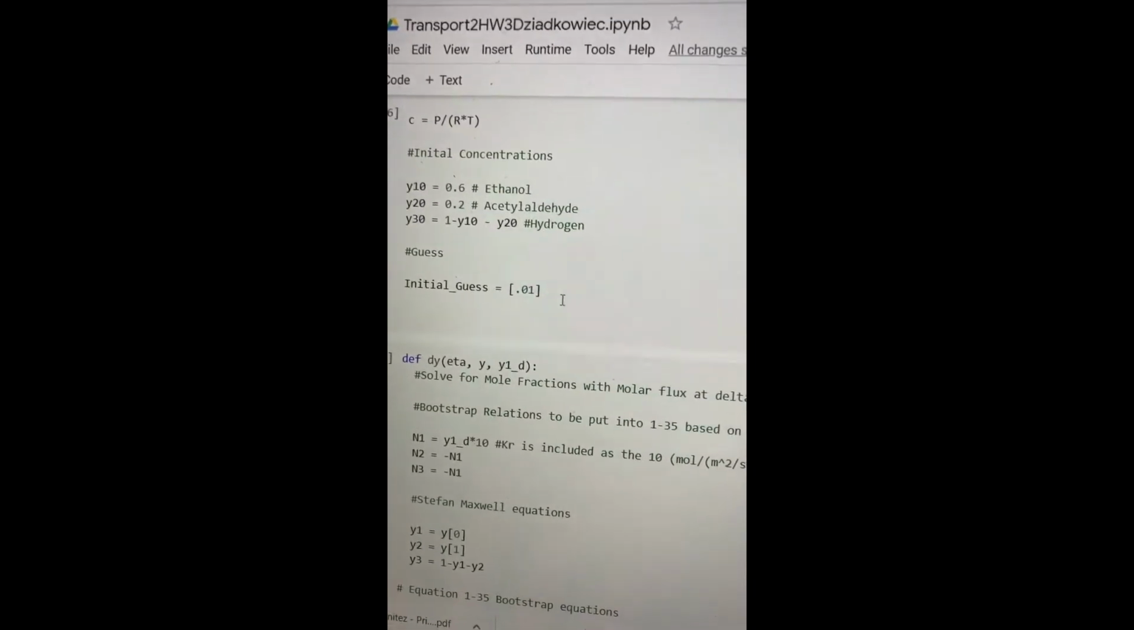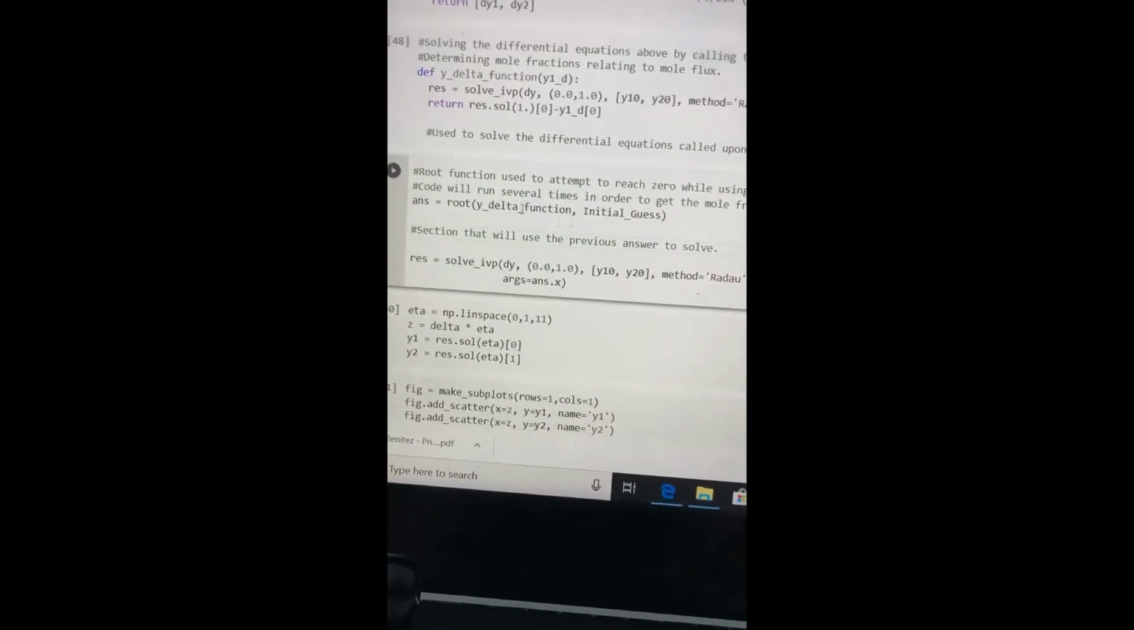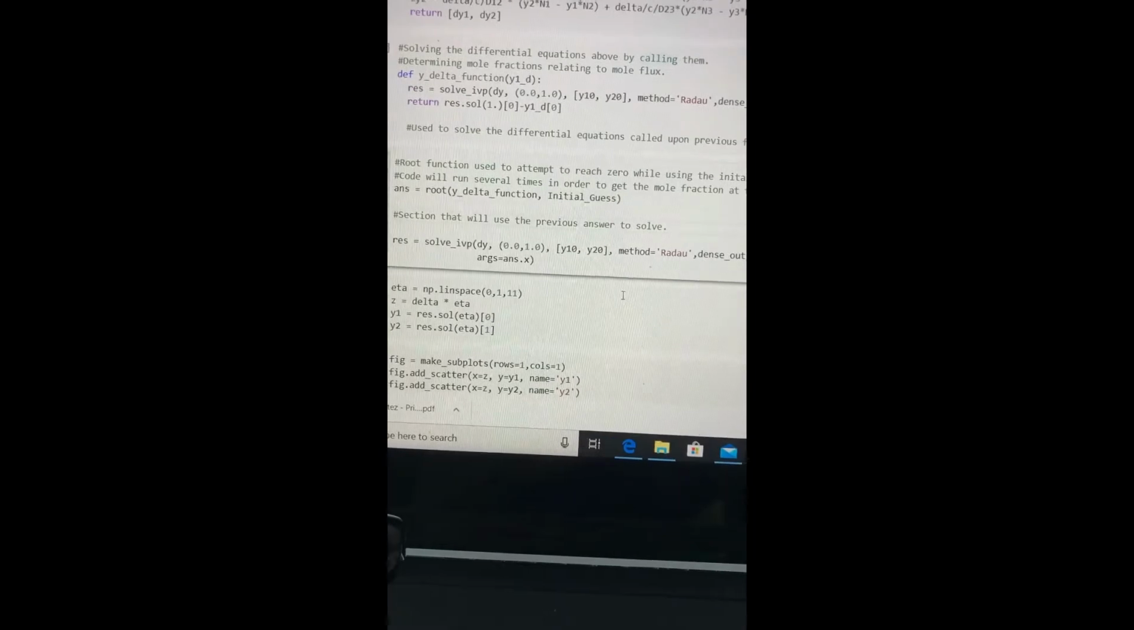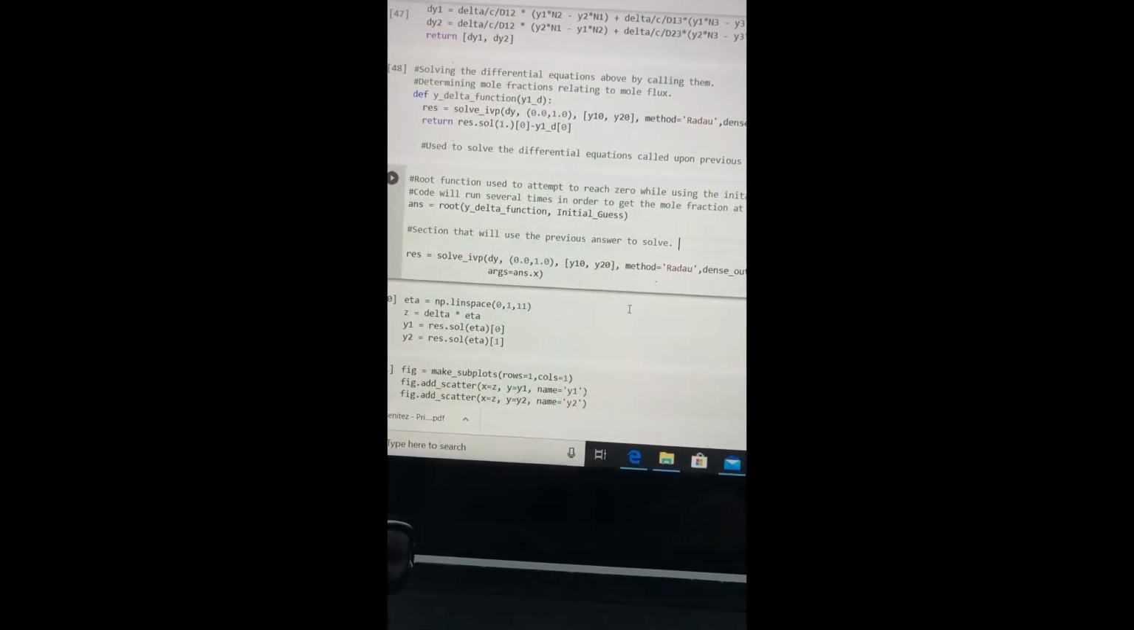And then okay, so for the next, we're going to be using the root function, and it's essentially going to be used to reach 0 while using the initial guess up here. So whatever we put in the beginning, that's going to be used down here to help get things in motion. And then again, because we're going to be using solve IVP, we're going to keep reusing the same equation, and it'll essentially be a loop until we get it close enough to get a good idea of what's going on.